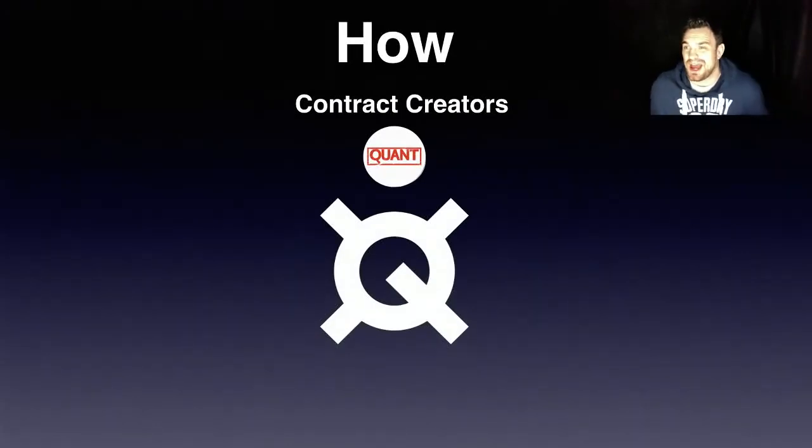Now we'll talk about the how. So how does it work? What role does the token play? And how does this all play out? The first thing is that you have contract creators, so people creating these smart contracts. They'll use the QuantStamp coin and they'll use it to process.